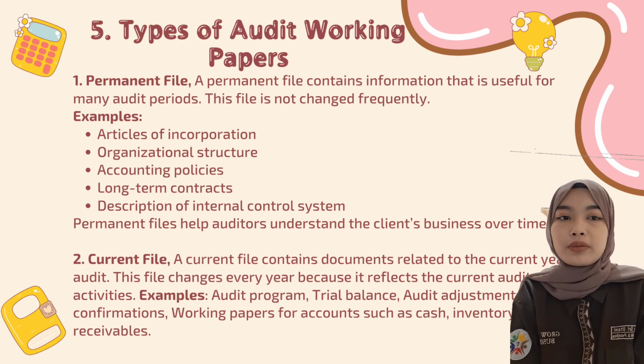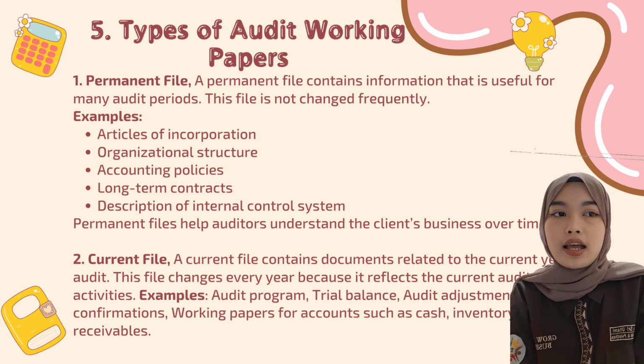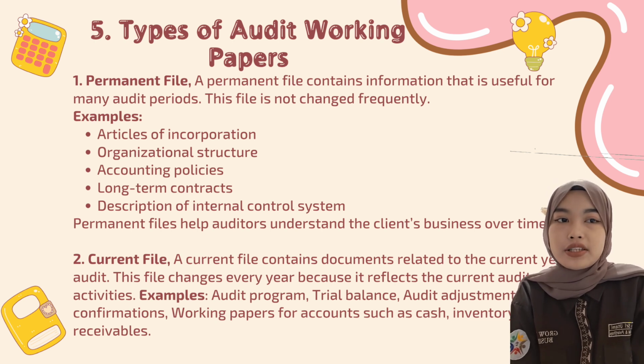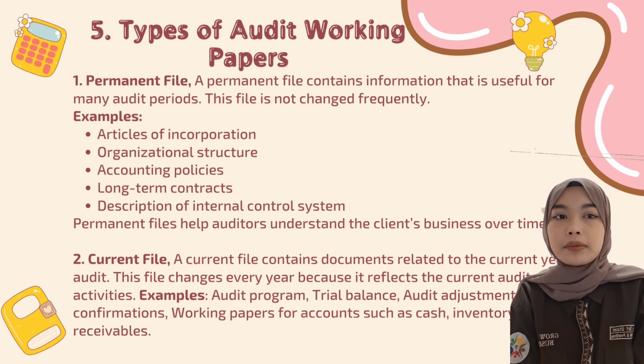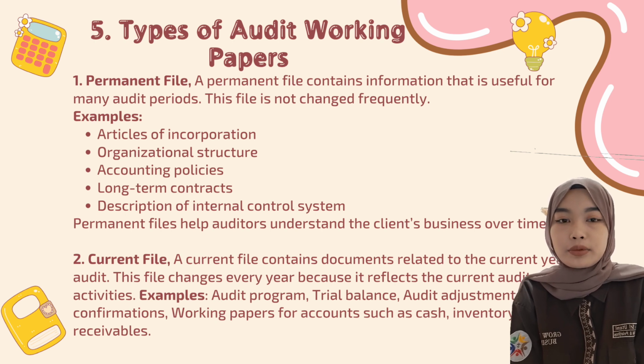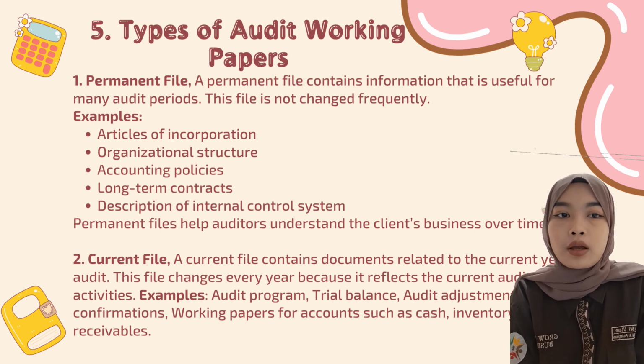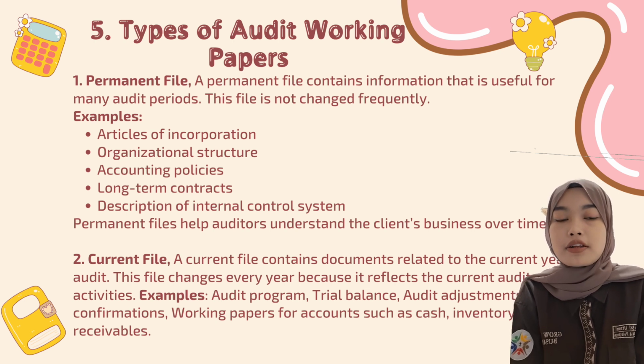Types of audit working papers. Permanent file. A permanent file contains information that is useful for many audit periods. This file is not changed frequently. Example: articles of incorporation, organizational structure, accounting policies, long-term contracts, a description of the internal control system. Permanent files help the auditor understand the client's business over time.